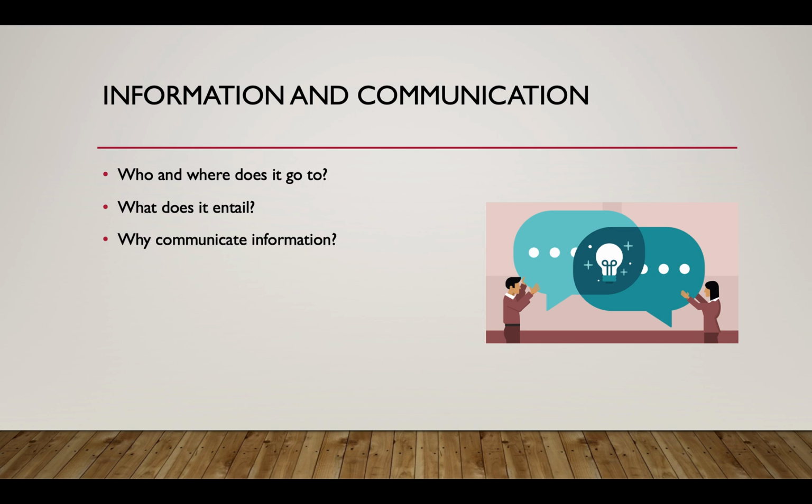So the 3 questions I have on the slide are: who and where does it go? It could go to anyone who needs to know that information. It could be up, down, or down, up. It does not matter. And what does it entail? It could be anything of importance, anything that could change some sort of accounting procedure, change internal control, change the way we recognize revenue, anything like that. And then why communicate the information? Because it could be imperative to the strength of your company.